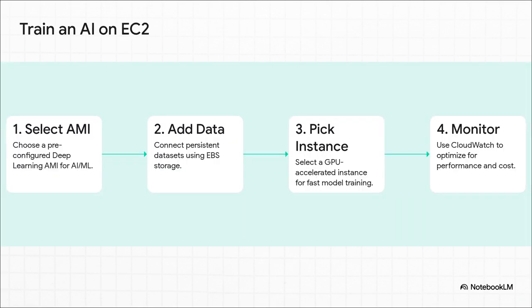And the crazy thing is, getting an AI project started on EC2 is way more straightforward than you'd think. The process is pretty simple. You start with a pre-built deep learning template, you hook up your dataset, you pick one of those superpowered GPU instances, and you hit go. After that, it's all about watching the process and tweaking it to get the best performance for the lowest cost. It gives practically anyone access to world-class AI tools.